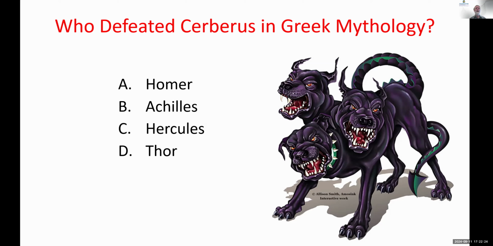Yes, it was Hercules. One of the 12 labors of Hercules was to capture Kerberos, who guarded the doors to Hades. Anyway, Hercules. Homer was a poet. Thor is Norse mythology. Achilles was Greek mythology. Yeah, but it wasn't him. He was invulnerable. He was in the Trojan War. His heel was the only place you could hurt him. And they got him.